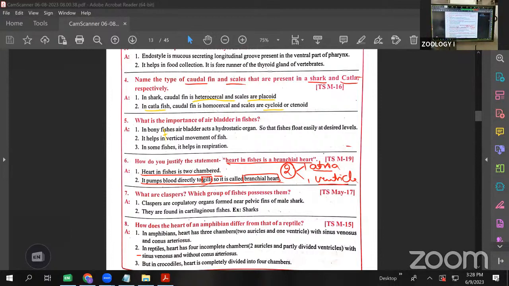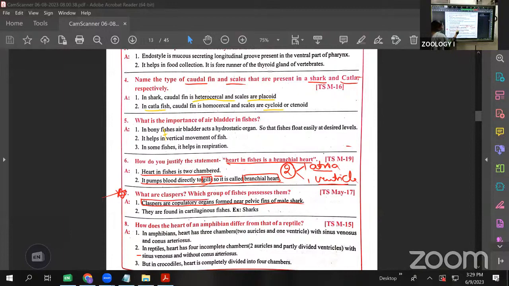Next one is important. What are claspers? Which group of fishes possess them? Claspers are mainly useful for copulation. Copulatory organs are formed near the pelvic fin of the male shark. The male shark has special organs that we call claspers.